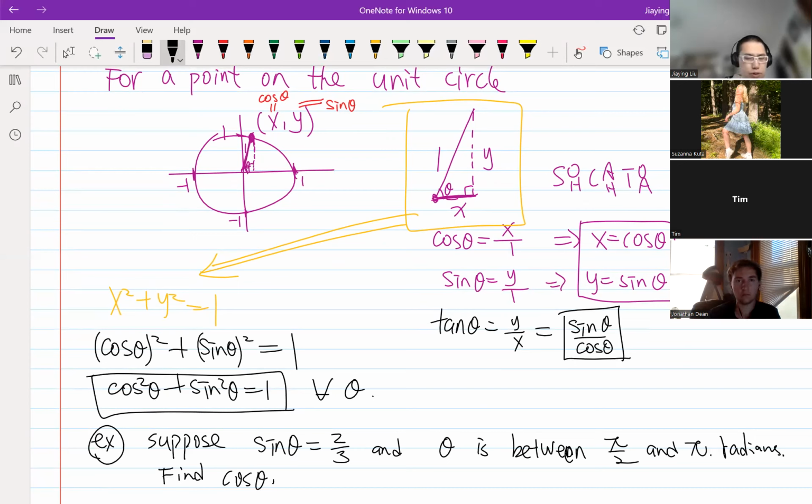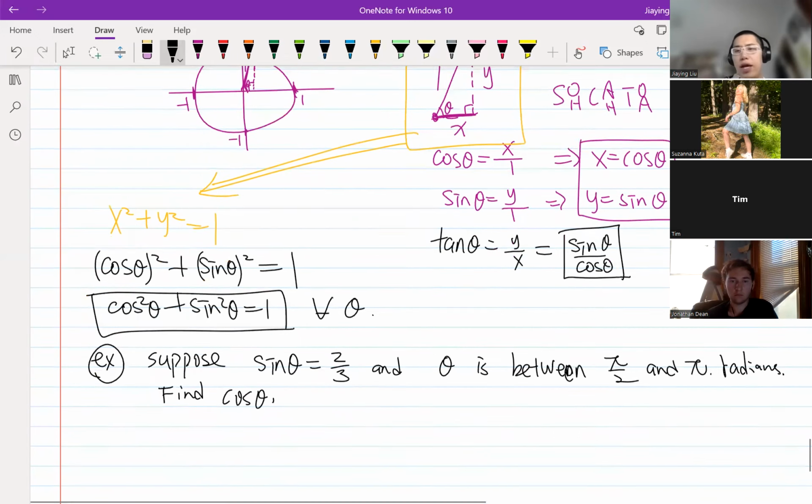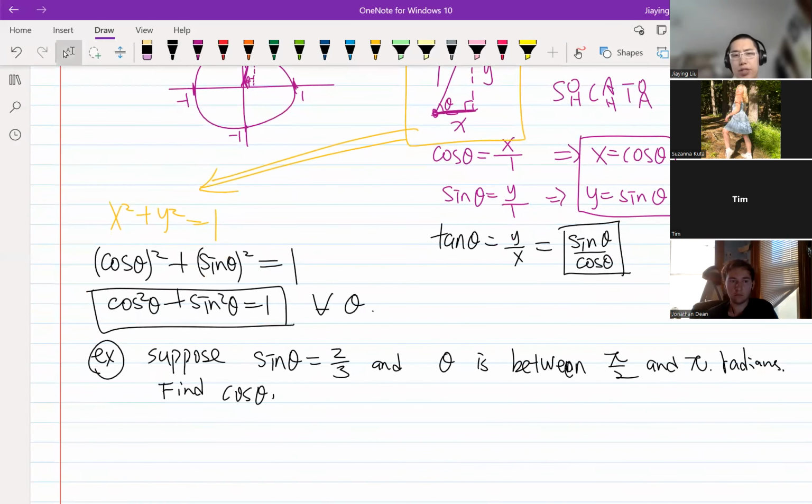Absolutely, that's the right way to do it. If you know how to find theta using the inverse sine function, then after you get theta, you find cosine theta. That's one way. Suppose we don't have a calculator, and it's not a nice value. The sine of what angle gives me 2/3 is none of the 30, 45, 60 degrees. How do we find it? Well, we can use this Pythagorean identity, the trig identity above.